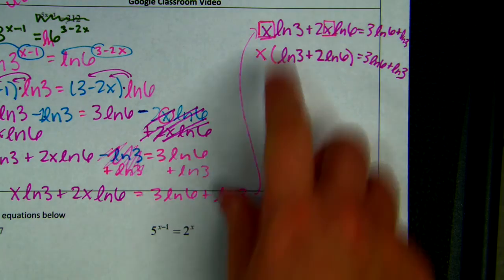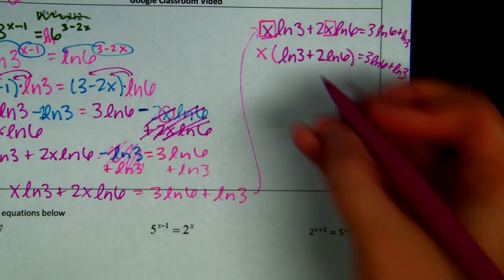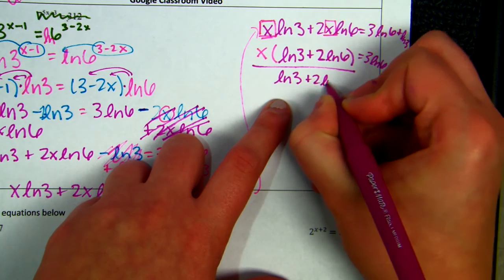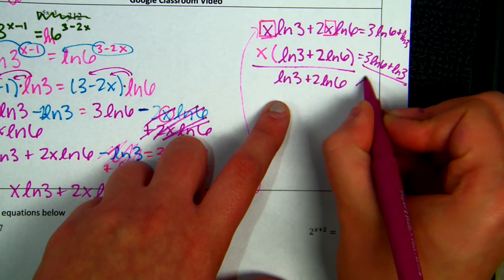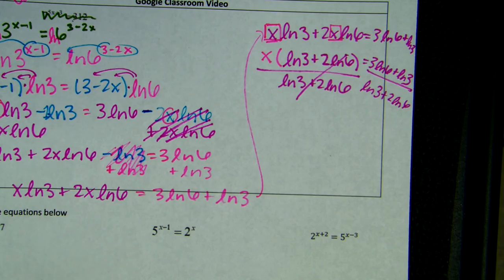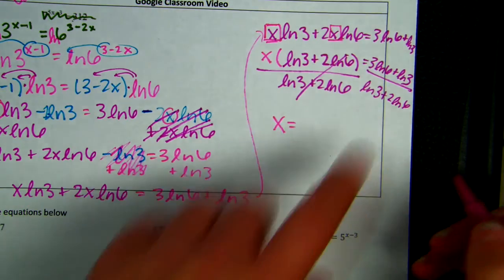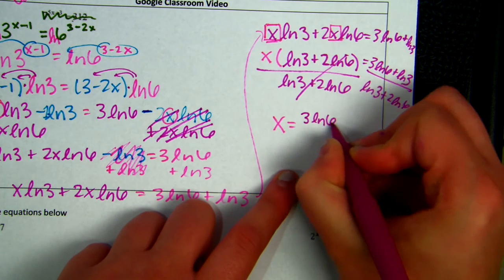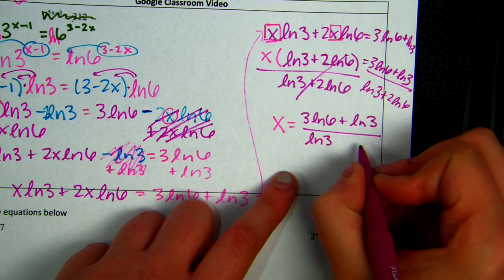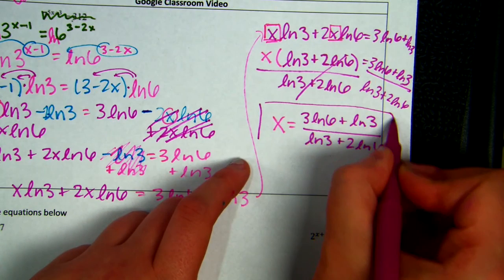So I see I have that x right here. I want to get that by itself. So I'm going to divide both sides by what I'm multiplying by, which is this. Natural log of 3 plus 2 natural log of 6 divided by natural log of 3 plus 2 natural log of 6. Because these will cancel and those won't. So at the very end of the day, I have x equals, and I'm going to write this out. So I have 3 natural log of 6 plus natural log of 3 over natural log of 3 plus 2 times natural log of 6. And this is my final answer.